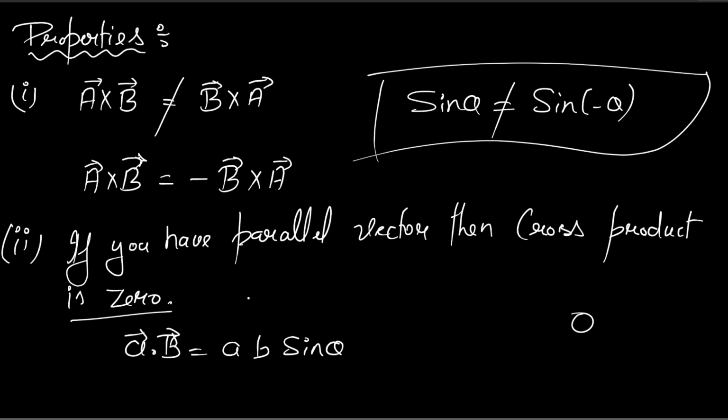To check whether they are parallel or not, just take the cross product between them. And if you are checking whether two vectors are perpendicular to each other, you should check the dot product, because then it should be 0 if the two vectors are perpendicular to each other.